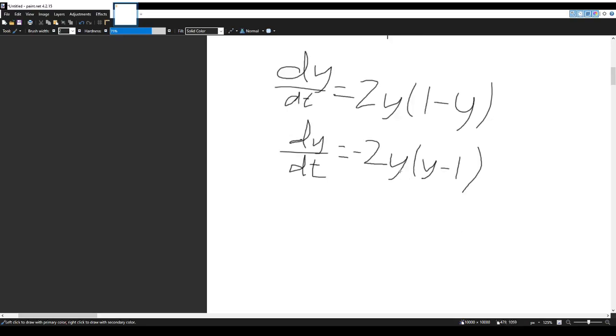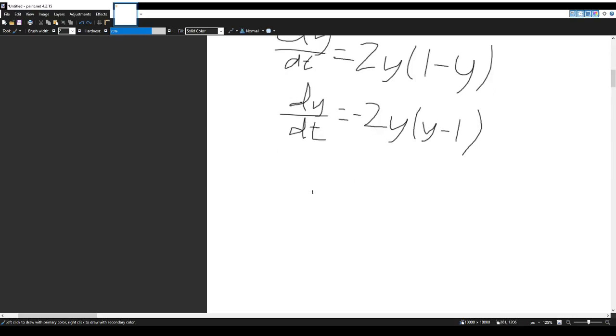So now we're going to divide by the y minus 1 on both sides. So we're going to write this as a fraction on top of a denominator. So kind of a fraction within a fraction. But we're going to have dy over y minus 1 all over dt equals -2.